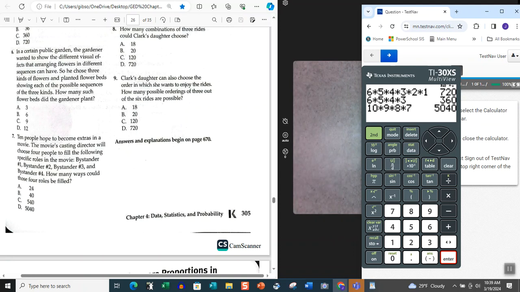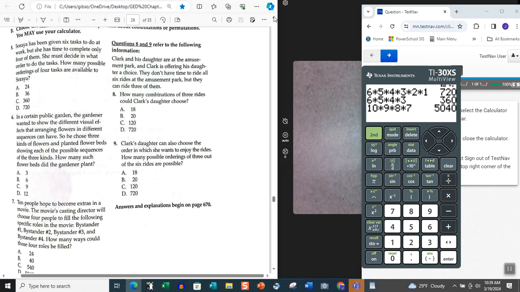All right, now we go up here to problem number 8. It says questions 8 and 9 refer to the following information. Clark and his daughter are at the amusement park, and Clark is offering his daughter a choice. They don't have time to ride all 6 rides at the amusement park, but they can ride 3 of them. Okay, so how many combinations of 3 rides could Clark's daughter choose?